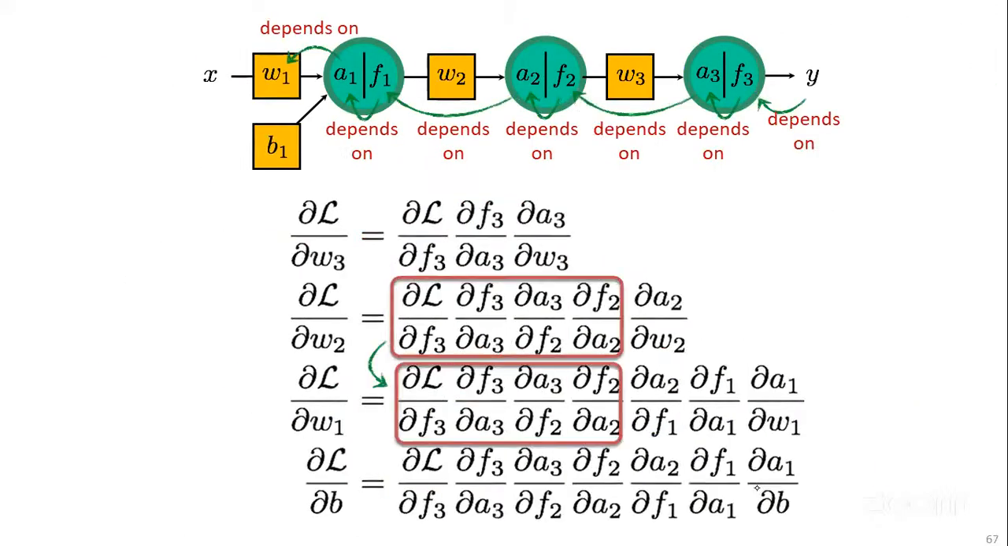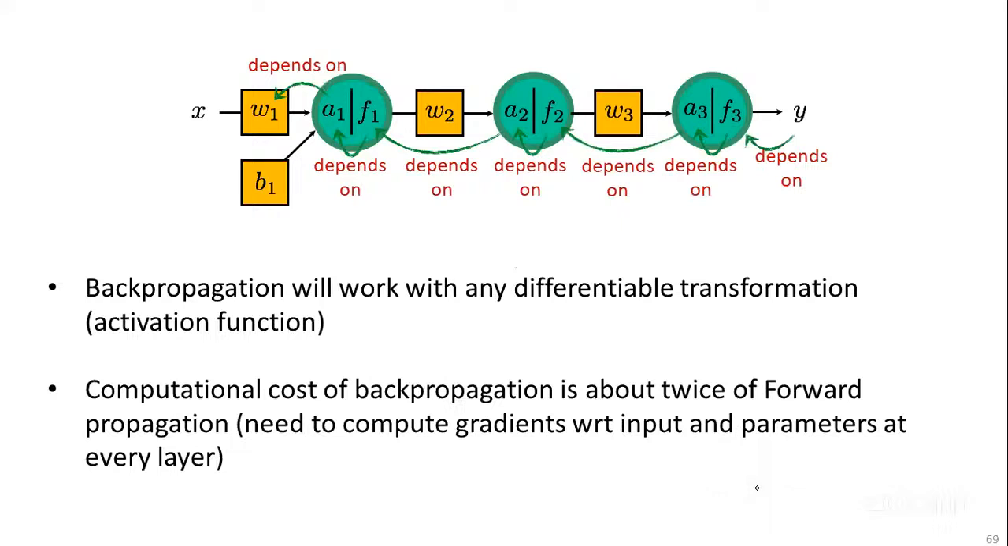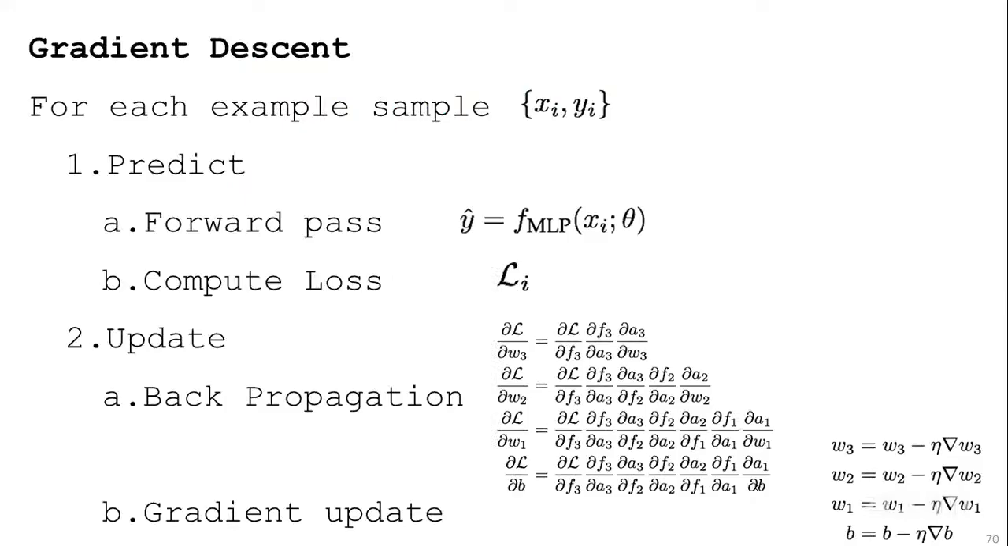So we were here. Computational cost: I was telling you that backpropagation is about twice the cost of forward propagation. Now you can see our algorithm again. It is updated now for 4 parameters.